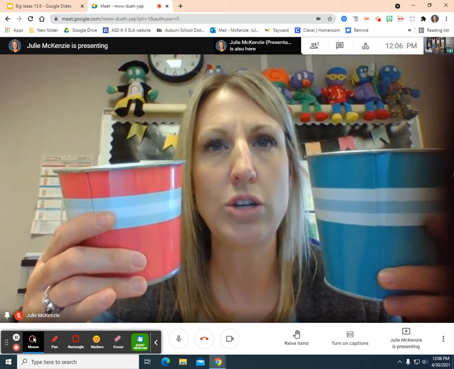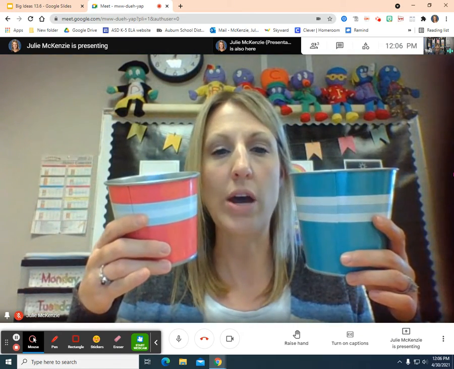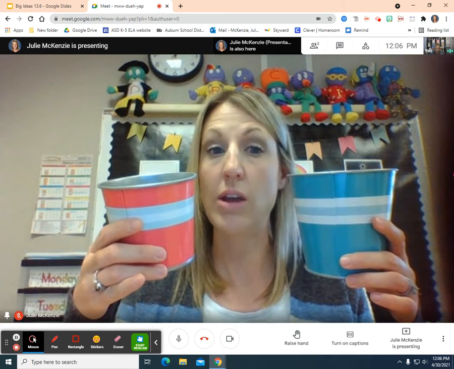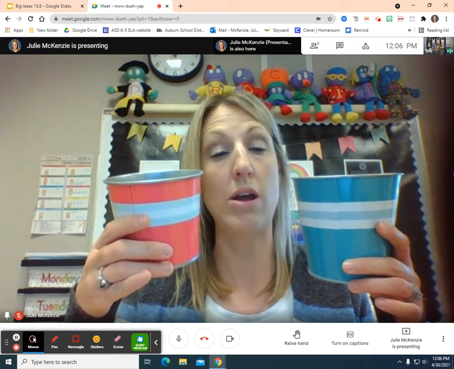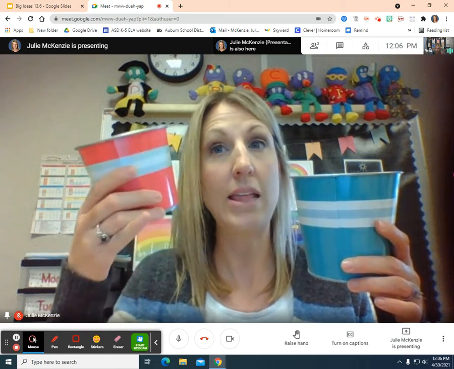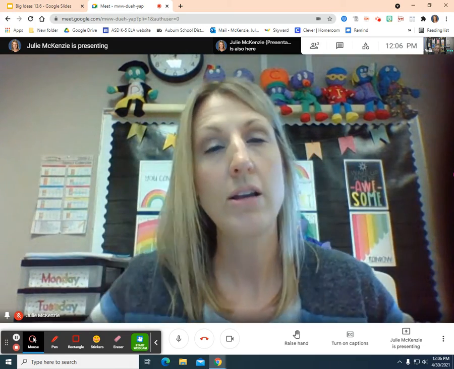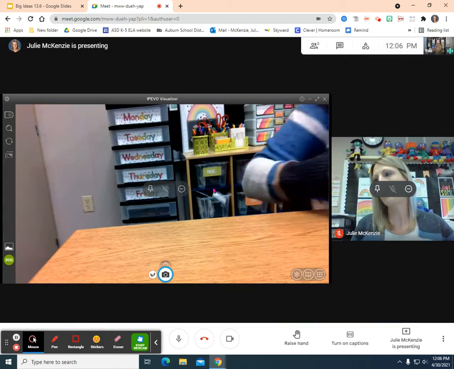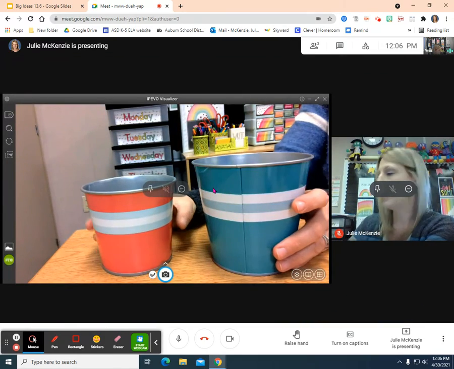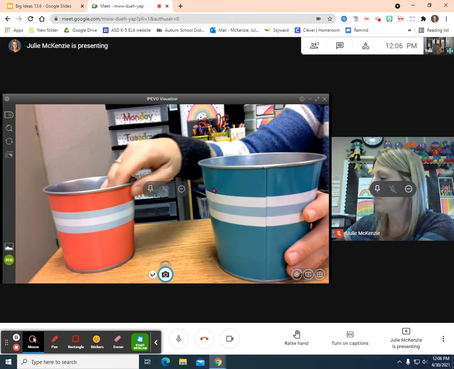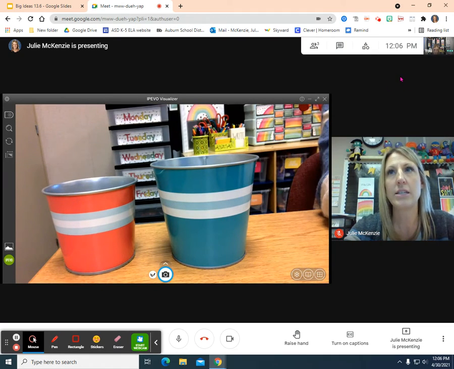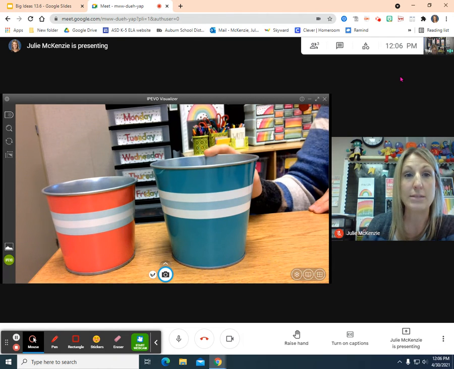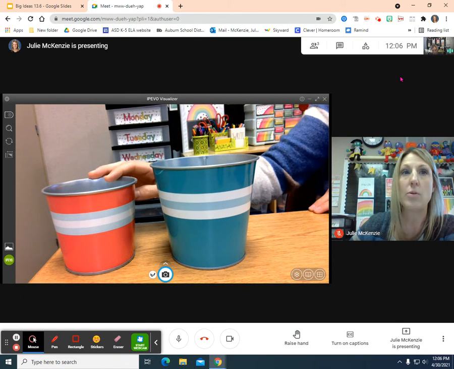So which one do you think would hold more water? Do you think the green one would hold more water, or do you think the pink one would hold more water? I think the green one would hold more water. Let's take a look at it this way. Here they are side by side. If you look at these objects, you can see the green one is bigger than the pink one.